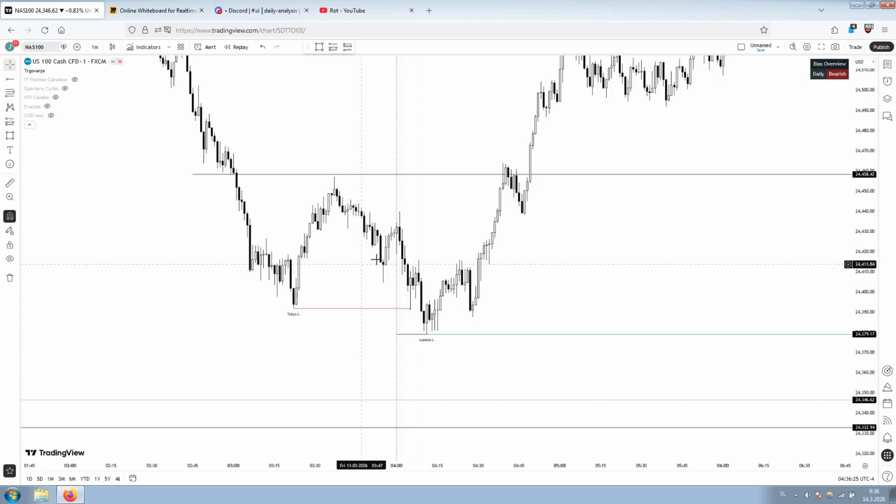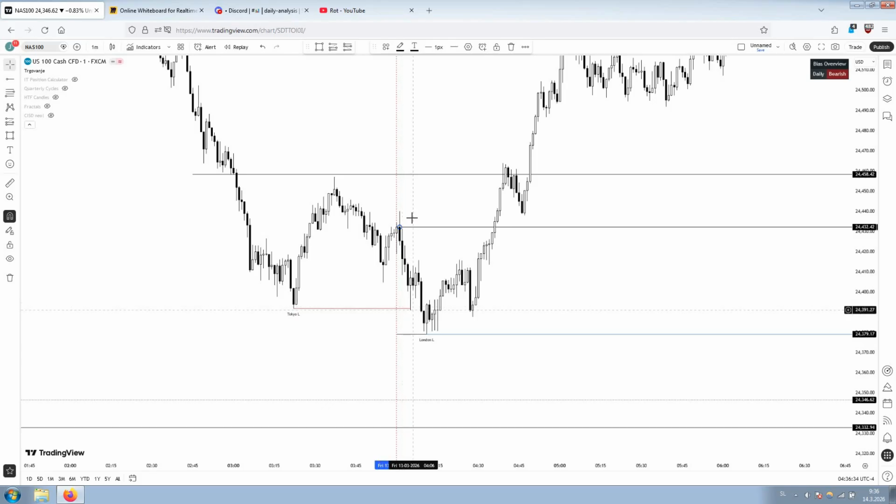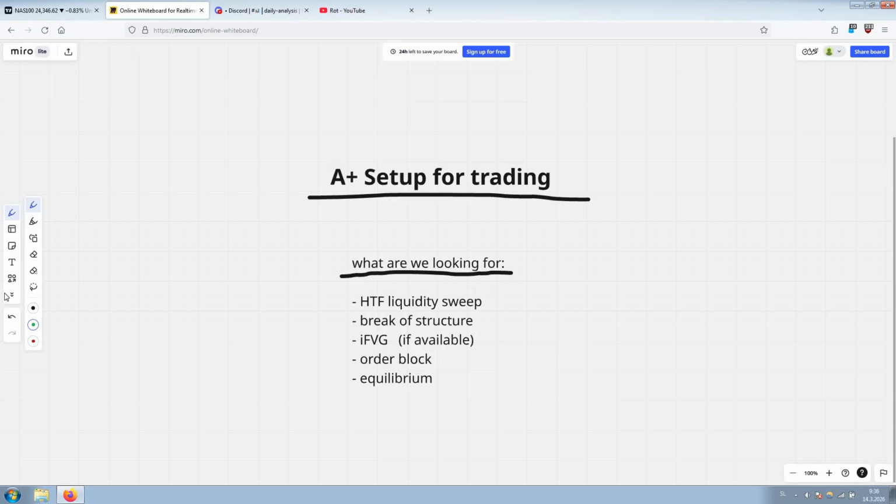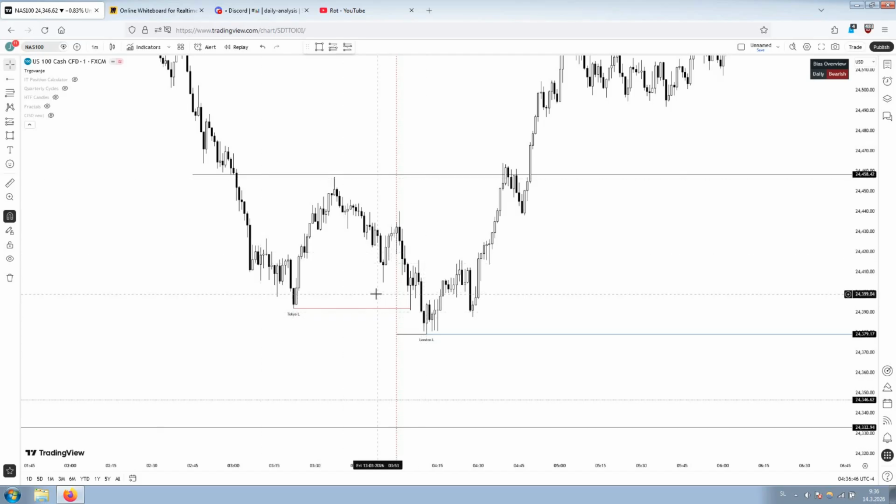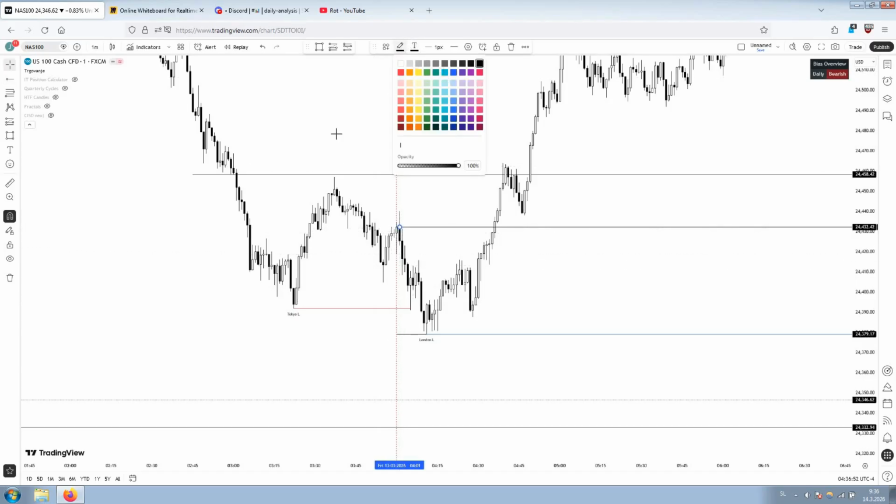And this is exactly what happened over here. You see the price went lower and lower and lower. So over here we have a liquidity sweep, you see. So we already have a liquidity sweep. Now what are we waiting for? We are waiting for a break of structure. Break of structure tells us that the market has the potential to shift trend from, in our case, bearish to bullish.